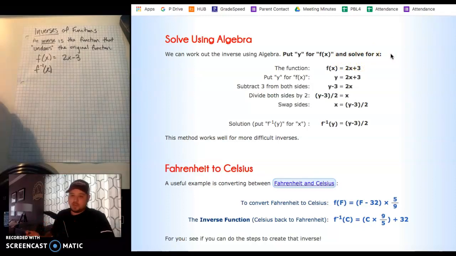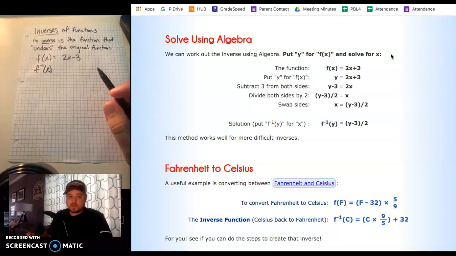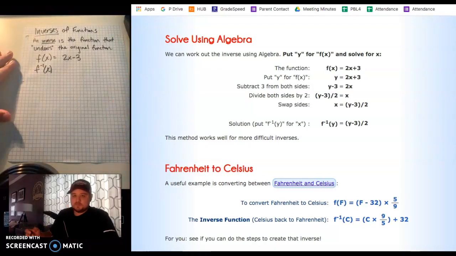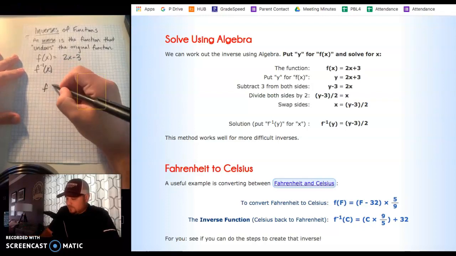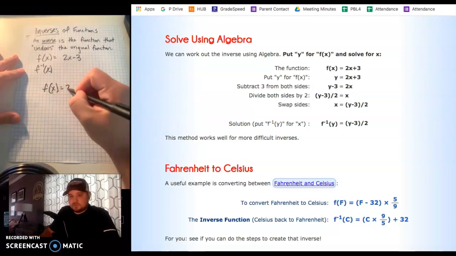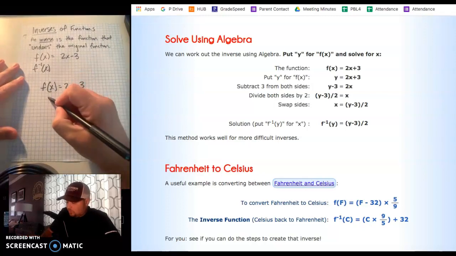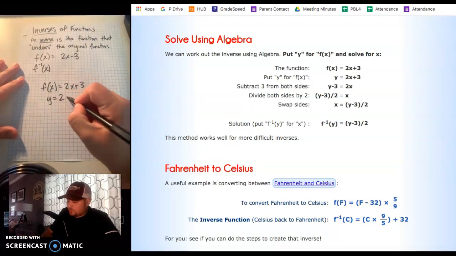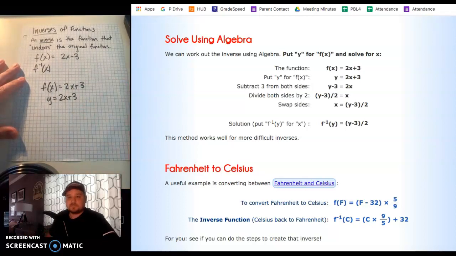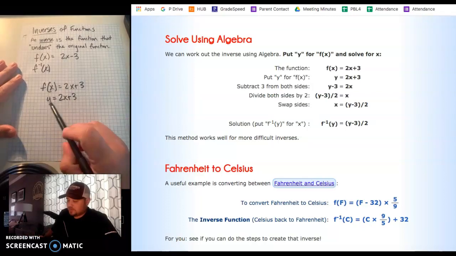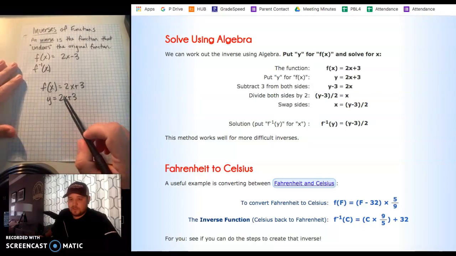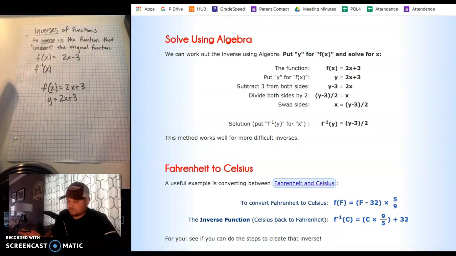If we look at that a little more closely, f of x is 2x plus 3. Now I'm going to change the f of x to a y. So now I've got y equals 2x plus 3. Now I'm going to solve for the x. I'm going to get the x by itself, and when I get the x by itself, I'll have found the inverse of that function, right?